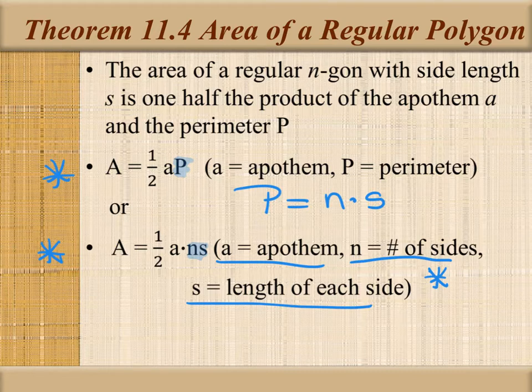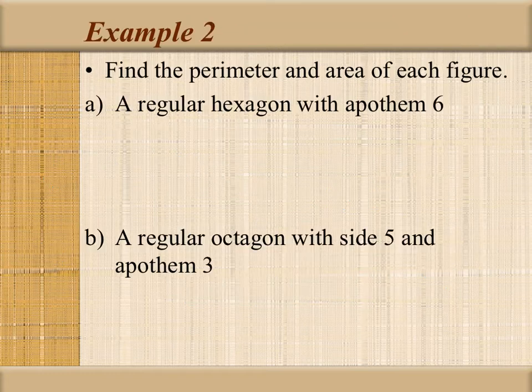Let's try and do an example. So we're going to be finding the perimeter and the area of each figure. The first one wants me to find the area of a regular hexagon with an apothem of 6. The second example wants me to find a regular octagon with a side of 5 and apothem of 3. Let me do example B first because it's easier.